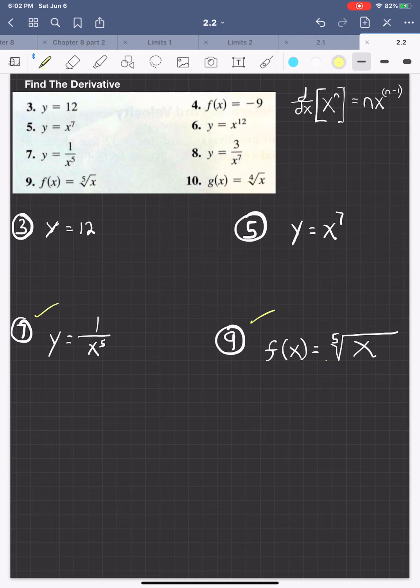All right, number 3. We have y defined as the constant 12. What do you want to do? You want to find the derivative, y prime. The derivative of a constant is 0, so we're all done.